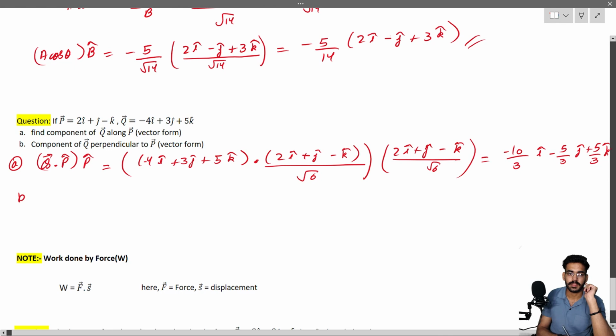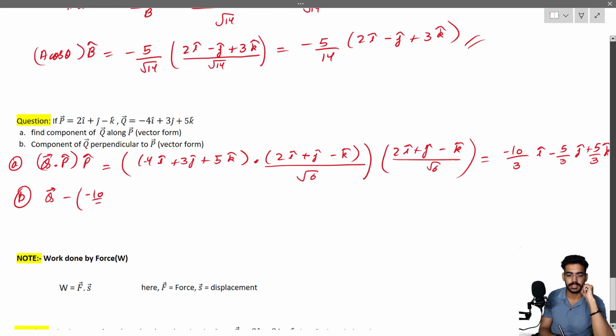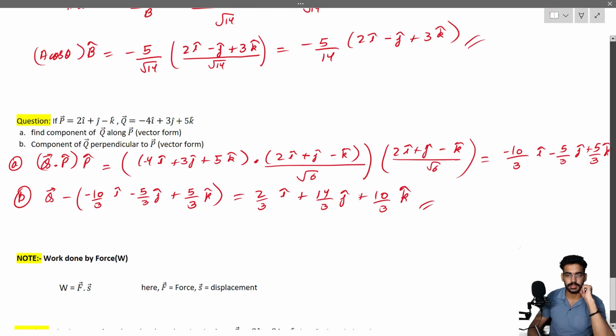Now b part, what is asking? B part, component of q perpendicular to p, okay. That means he is asking q minus this vector which we got, q minus this vector, minus 10 by 3 I cap minus 5 by 3 j cap plus 5 by 3 k cap. This he is asking. So q vector we know, you can subtract it, so you will get 2 by 3 I cap plus 14 by 3 j cap, okay, 3 3 is 9 9, okay, right, plus 10 by 3 k cap. This is what you get, perpendicular component, right?